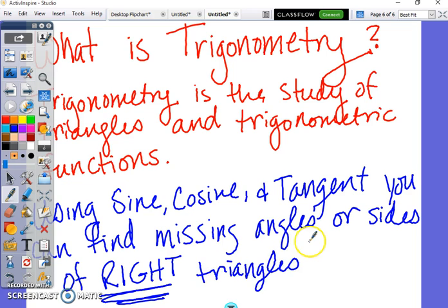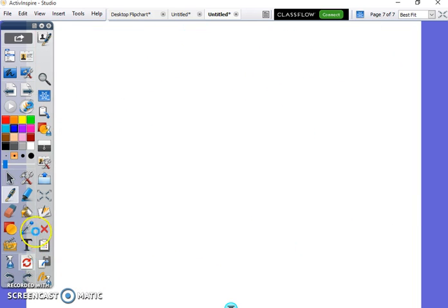Everything we're doing today is based on it being a right triangle. So don't go home and try this with triangles that are not right triangles.